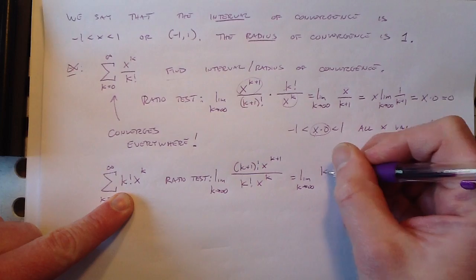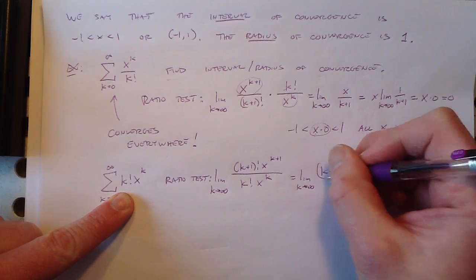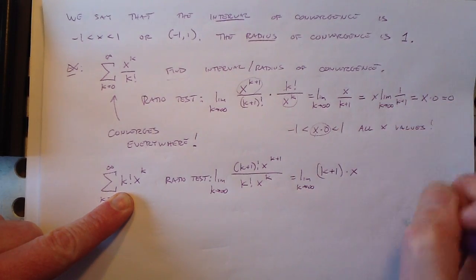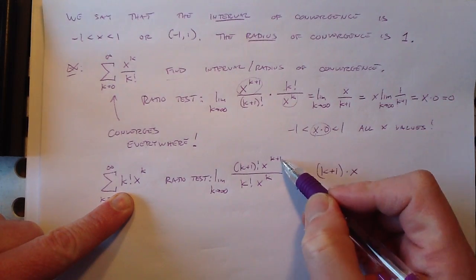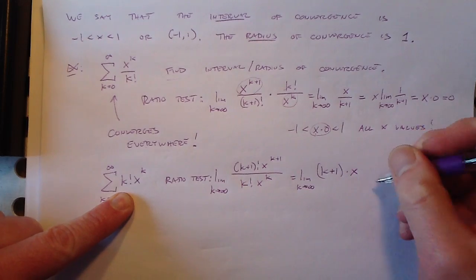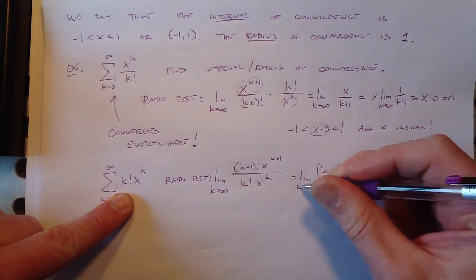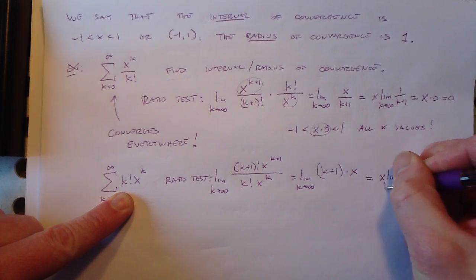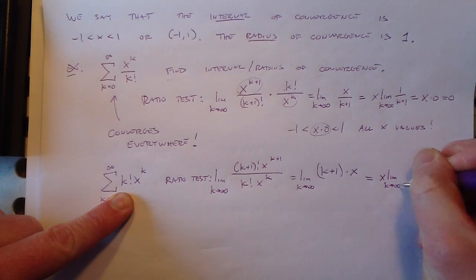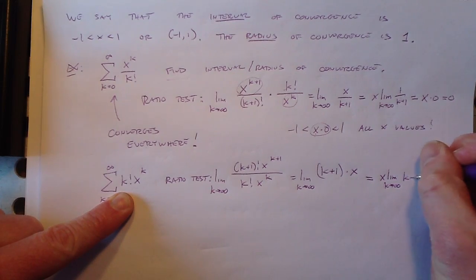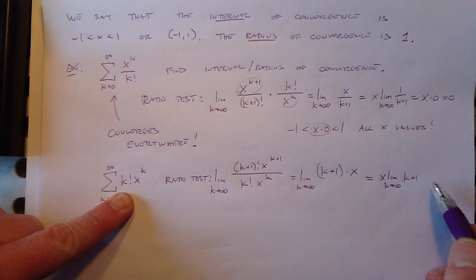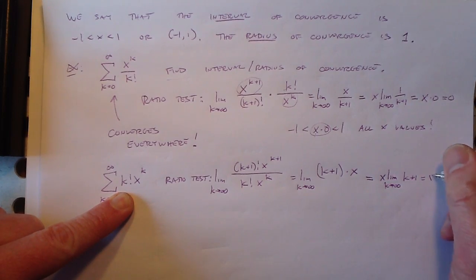That equals k plus 1 times x, right? There's one x on the top and there's an extra k plus 1. And I'm going to bring the x to the outside because it doesn't have any business inside this limit, which only involves k. And as k approaches infinity, k plus 1 approaches infinity. So that's x times infinity. So we need this.